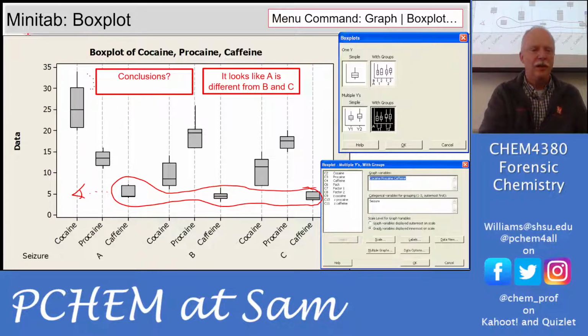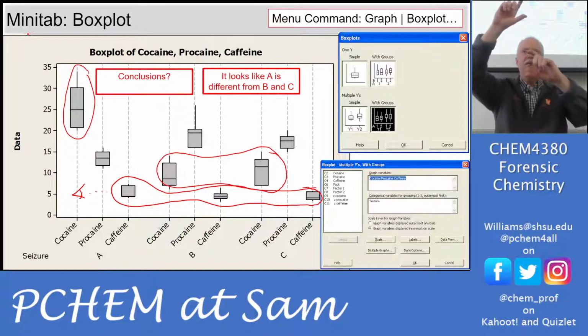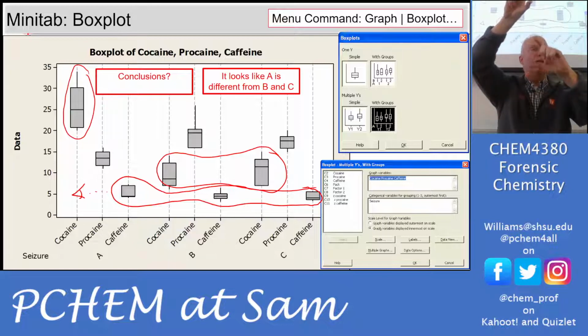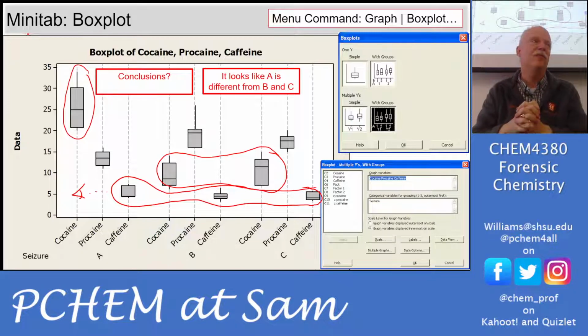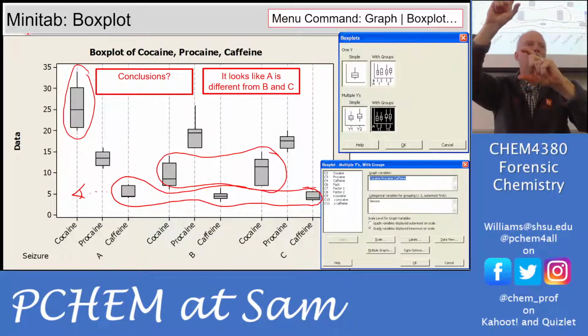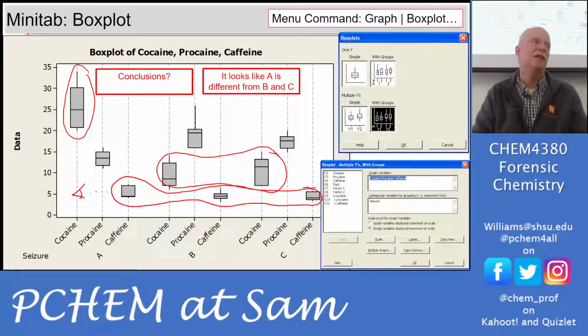But if we look at the cocaine from the left, we see this group here and we see this group here. And they don't even overlap. So the sample A, that box and the whiskers are above the boxes and whiskers of the other two. So in a box plot, if you want to say that they're significantly different, the boxes should not overlap at all. If the boxes overlap, then there may not be a statistically significant difference.